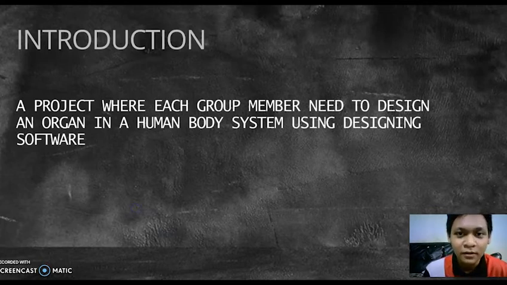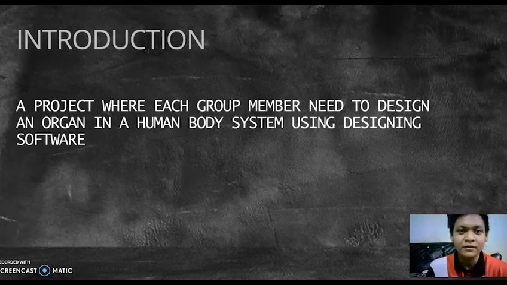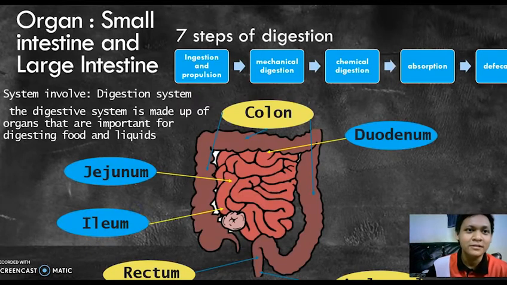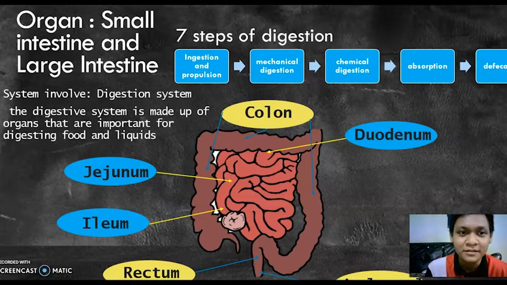For this project, every group member must design an organ in a human body system using designing software. So at the end of our presentation, you will see that there are 6 different organs and 6 different human body systems that involve the organ usage. So I will start first. I'm going to design the small intestine and large intestine in the ZBrush software that is involved in the digestion system.